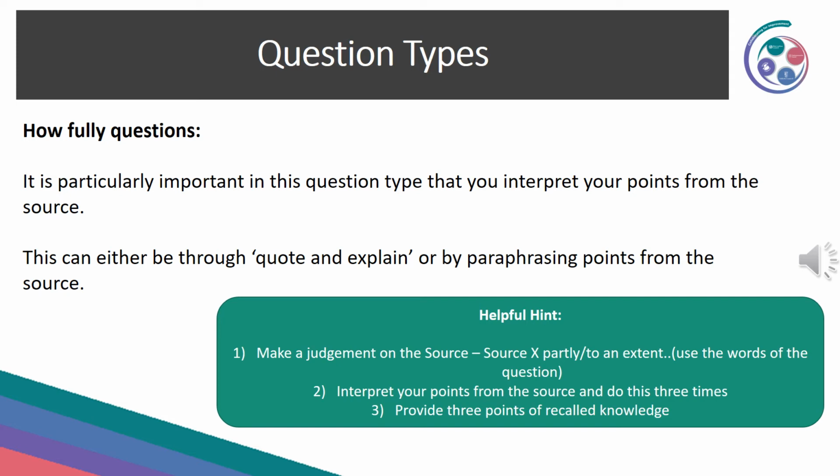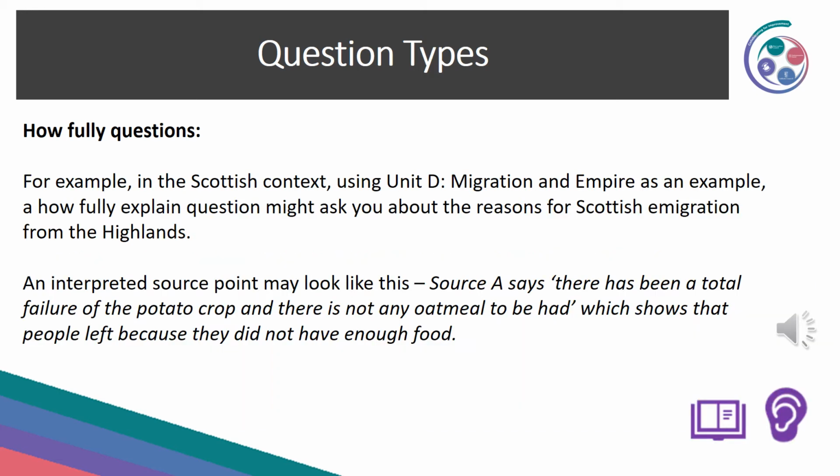Once you have interpreted your points from the source, you must provide 3 relevant and accurate points of recalled knowledge. Remember, with a how fully describe question, this should just be facts, and with a how fully explain question, your recall must include explanations. Let's take a look at an example of how you can interpret the points from the source.